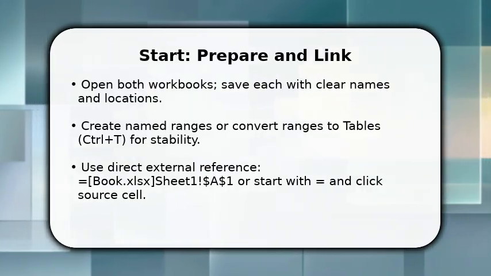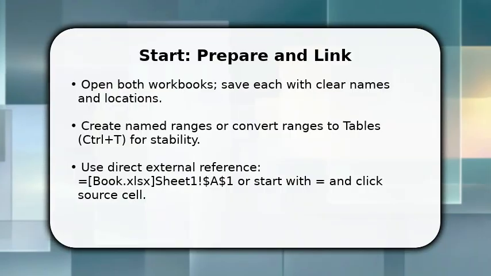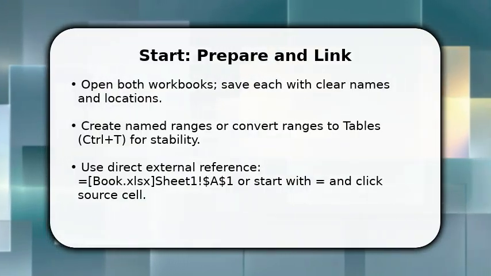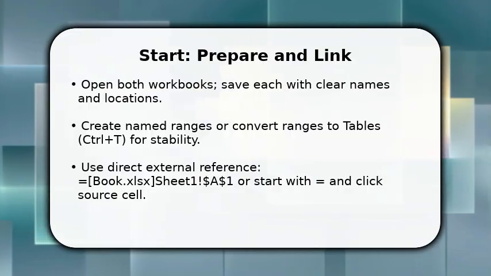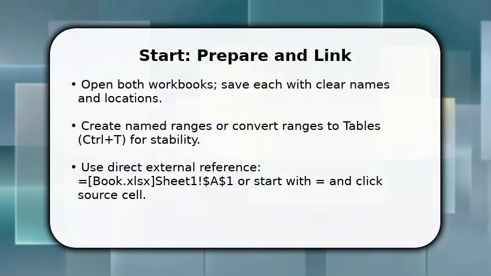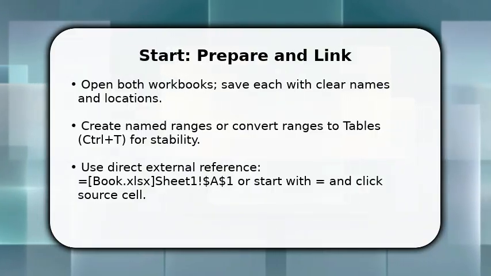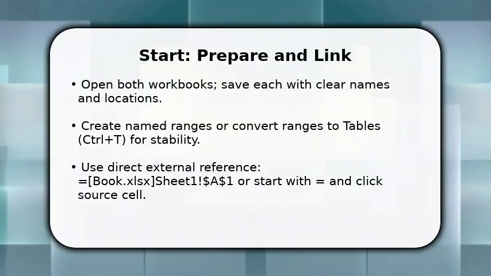Now start a formula in the destination file with equals, switch to the source workbook, and click the cell you want. You'll see an external reference like equals source.xlsx Sheet1 $A$1. Make sure to use absolute references when linking single cells to prevent unintended shifts.